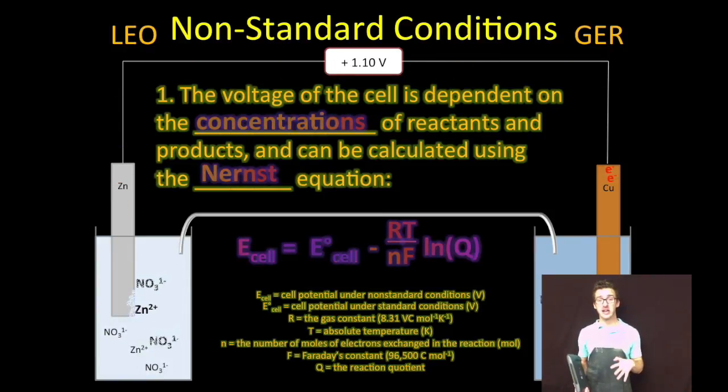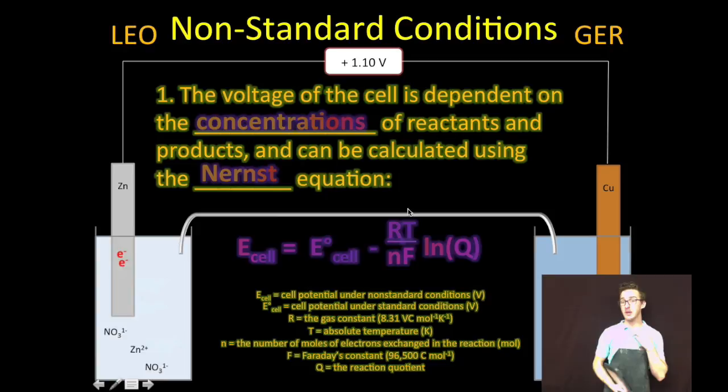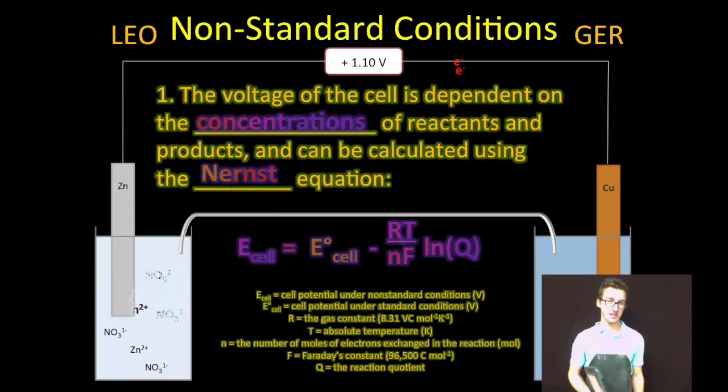Alright, so the voltage of the cell is dependent on the concentrations of reactants and products, and we can calculate that using the Nernst equation. Now, this equation looks really intense, but basically, if you're trying to find the cell potential under non-standard conditions, that is equal to the cell potential under standard conditions, and we can tell this is standard because of that little knot, minus RT over nF times the natural log of Q. So minus the universal gas constant times our temperature in Kelvin over the number of moles of electrons transferred times Faraday's constant times the natural log of our reaction quotient Q, or the ratio of products to reactants.